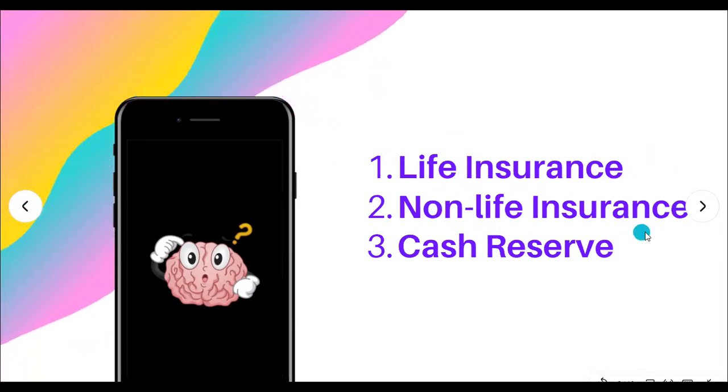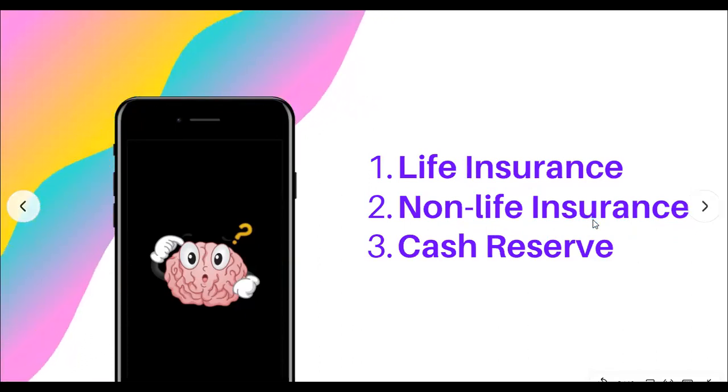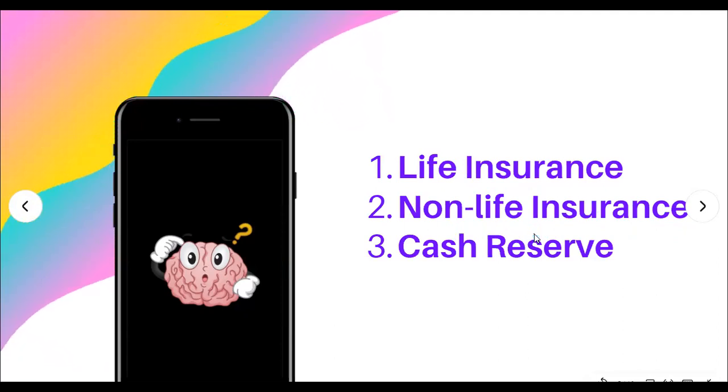Also, non-life insurance. For example, accident and health insurance that do not involve death. So for example, if you get sick and are hospitalized, hospital bills are very expensive. If you don't have health insurance, you will have to pay it all yourself. But if you do have health insurance, it is covered under this one, non-life insurance.